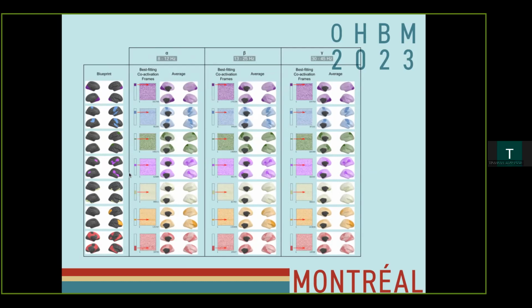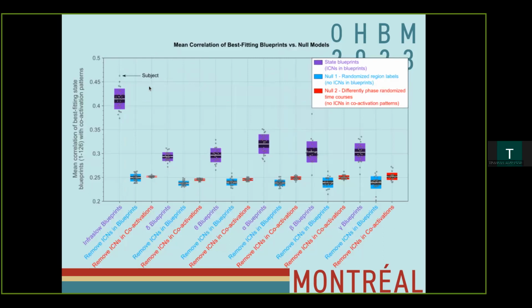So we've provided a visual confirmation that the blueprints are fitting the co-activation frames quite well. But now we provide statistical evidence that this is the case. To do so, we compare the empirical in purple to two different null models in blue and red. This is the empirical result for the infraslow fMRI timescale, and this is the empirical result for the gamma EEG timescale. Each dot is the mean correlation of all the best fitting blueprints for the run. We can see that the empirical result is significantly higher than the two nulls.